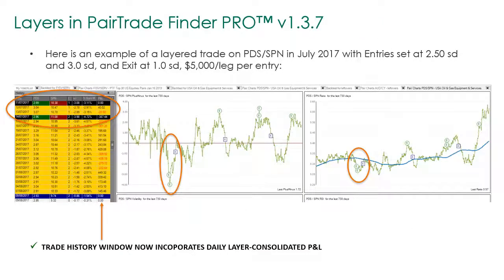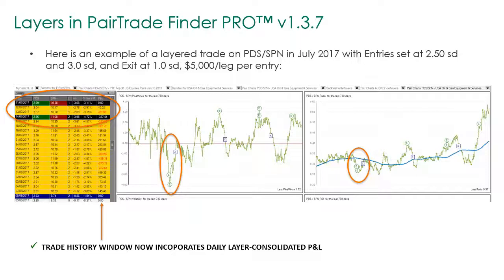So here's a quick example. So in Pro version 1.3.7, so here's PDS spin, and we're going back into trade history over on the left here, and you'll see in July 2017, we set the parameters for this at 2 layers, an entry at 2.5 standard deviations and an entry at 3, and we set the exit stretch at 1.0, and we put $5,000 a leg per layer entry. Okay.